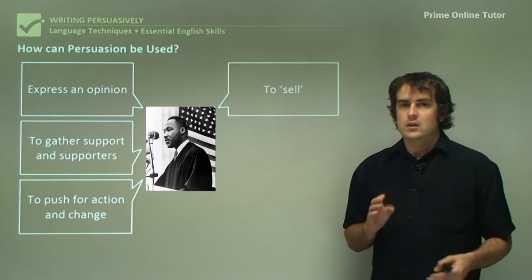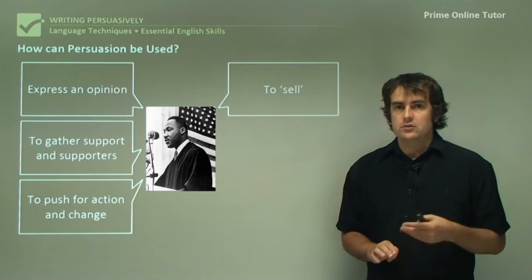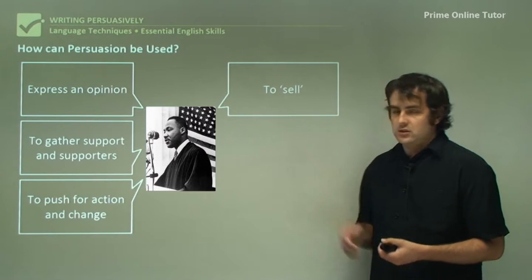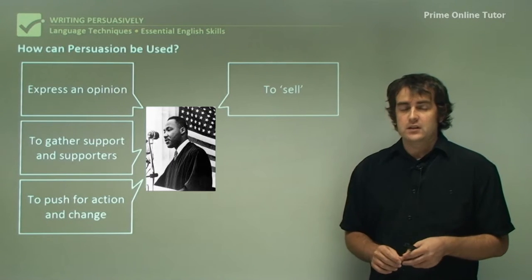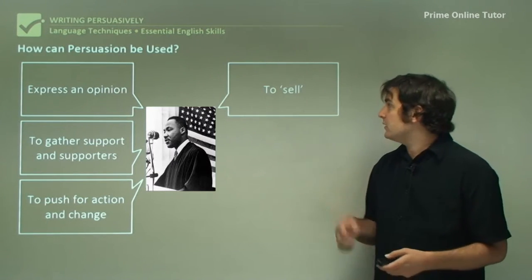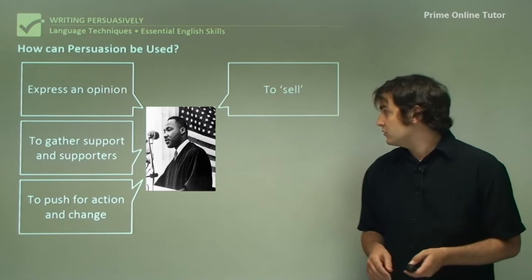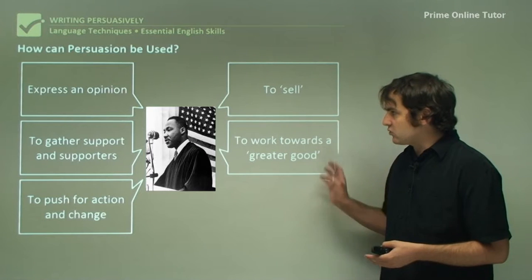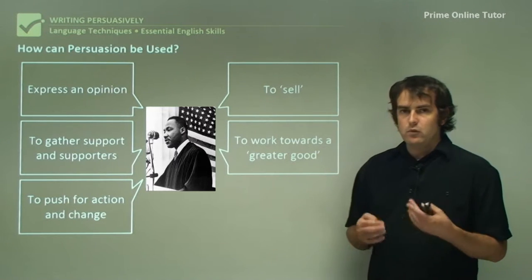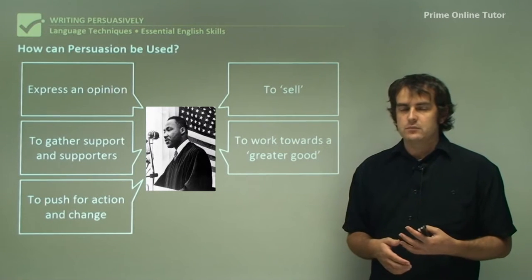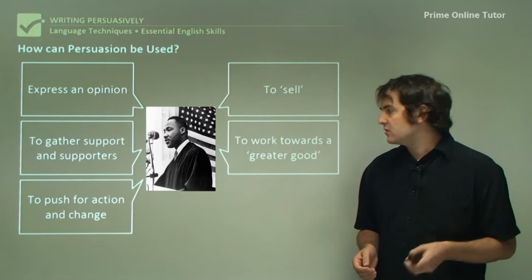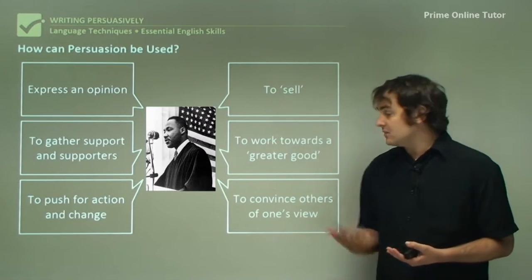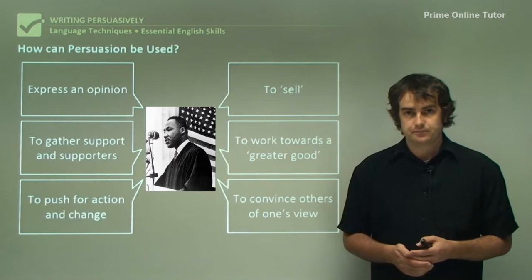It's trying to entirely twist your arm into doing something, to doing the action the advertiser wants. So selling is a huge thing, and if you're looking at an ad, then definitely a lot of persuasive language is used. To work towards a greater good, as in pretty much all these things together, to try and work towards a positive outcome, to try and benefit society, and to convince others of one's view. I mean, that's the simplest way you can look at it.